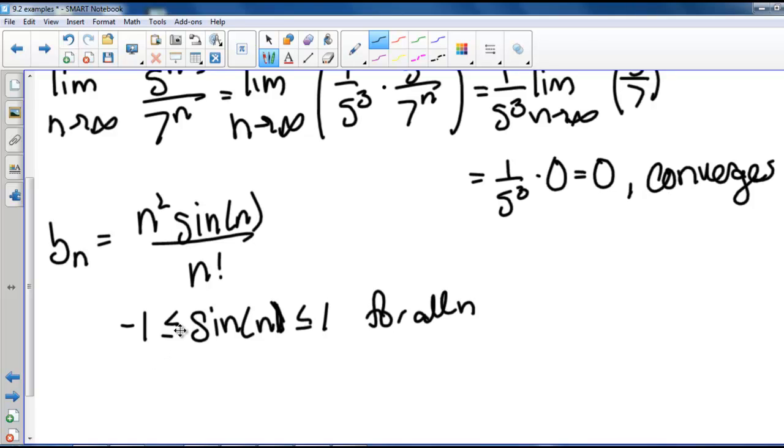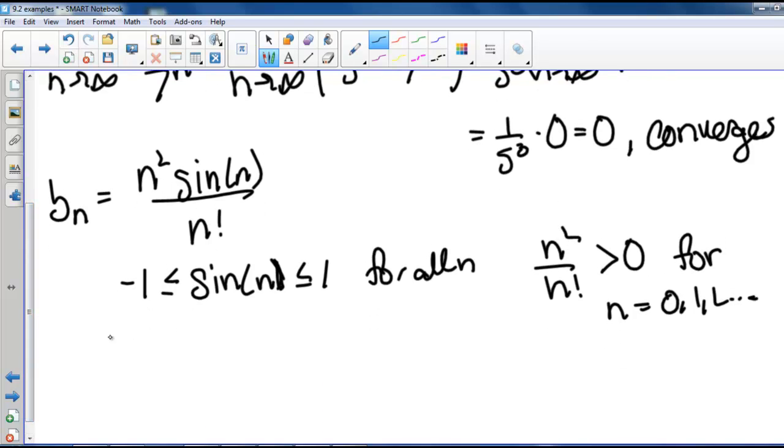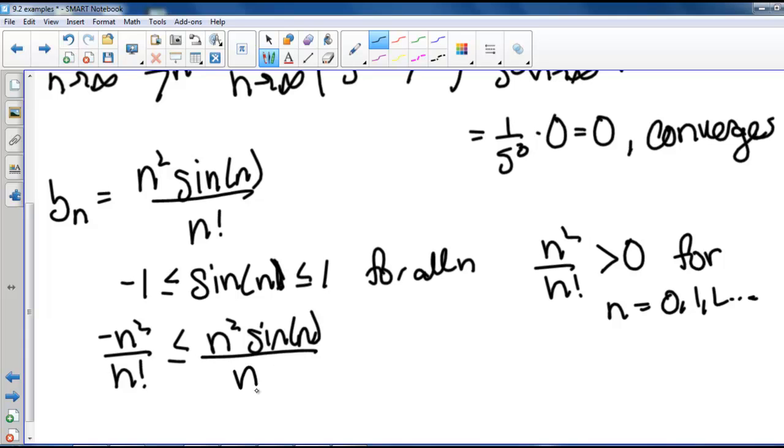We know that n squared divided by n factorial is greater than 0 for n equals 0, 1, 2, etc. So we have negative n squared divided by n factorial is less than or equal to n squared times sine of n divided by n factorial, which is less than or equal to n squared divided by n factorial.